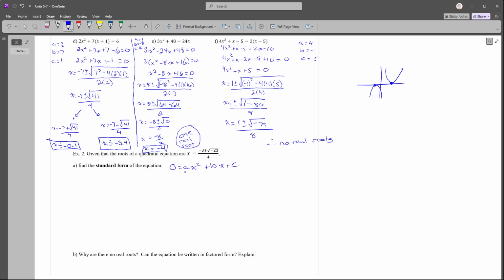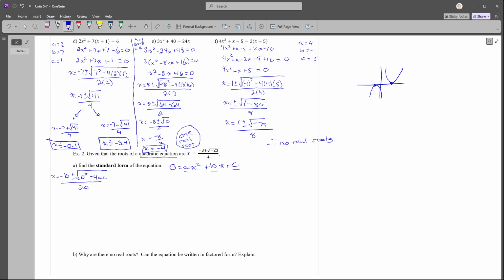Well, the only way we can do this is if we can find a, b, and c. Now, we started with this equation right here. x is equal to negative 3 plus or minus the square root of negative 23 all over 4. That certainly looks like the quadratic formula, which they tell us it is. So let's think about what the general form looks like. The general form is x is equal to negative b plus or minus the square root of b squared minus 4ac all over 2a.